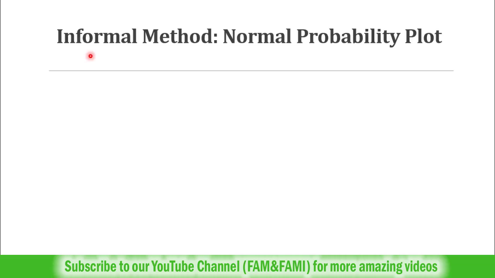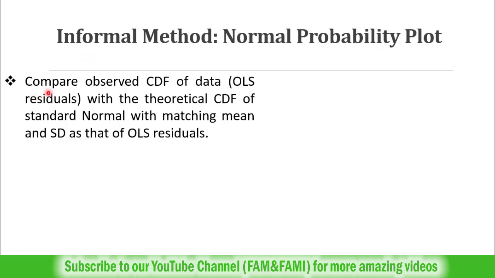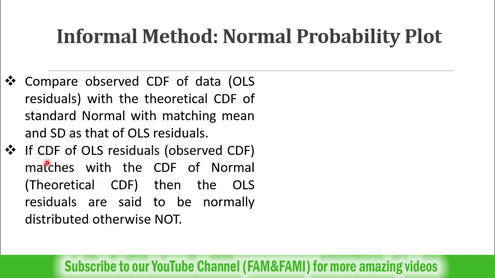Let's discuss the second informal method, the normal probability plot. This method involves comparing the observed cumulative distribution function, the CDF, of the data series, or OLS residuals in our case, with the theoretical CDF of the standard normal density with matching mean and standard deviation as that of the OLS residuals. If the CDF of OLS residuals, which is also called the observed CDF, matches with the CDF of the normal, which is also called the theoretical CDF, so if there is a match between observed and theoretical CDF, then the OLS residuals are said to be normally distributed, otherwise not.